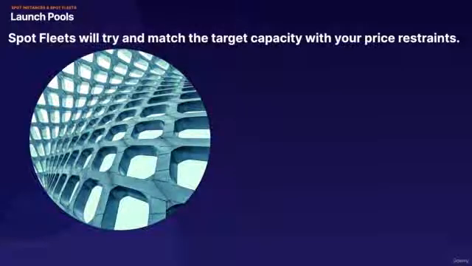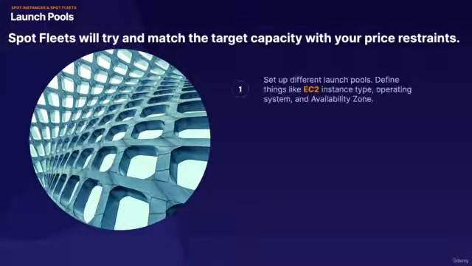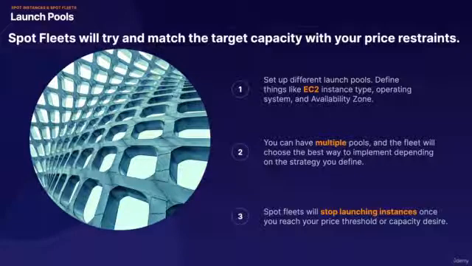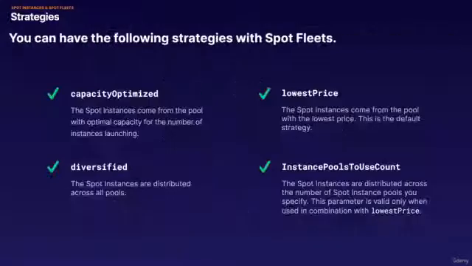So spot fleets will try and match the target capacity with your price restraints. And you can go ahead and set up different launch pools and define things like your EC2 instance type, your operating system, and which availability zone you want in there. And you can also have multiple pools, and the fleet will choose the best way to implement depending on the strategy that you define. And we'll have a look at the strategies in a second. And then the spot fleets will stop launching instances once you reach your price threshold or your capacity desire. So let's have a look at the different strategies that you can have with spot fleets.